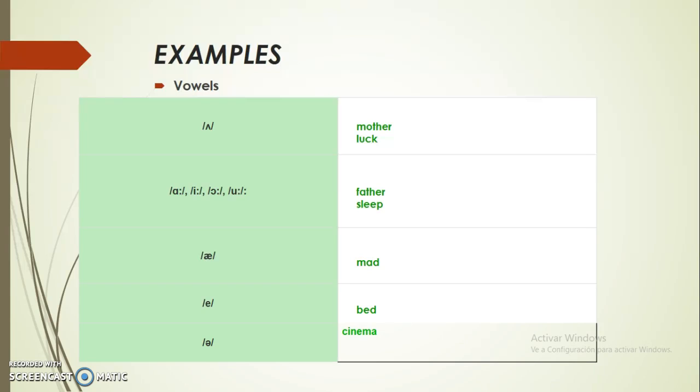A, mother. A, love. A, E, Z, U. We got the sample here. Father. The next one is sleep. We got here mud. The next one, bed. The last one, cinema.